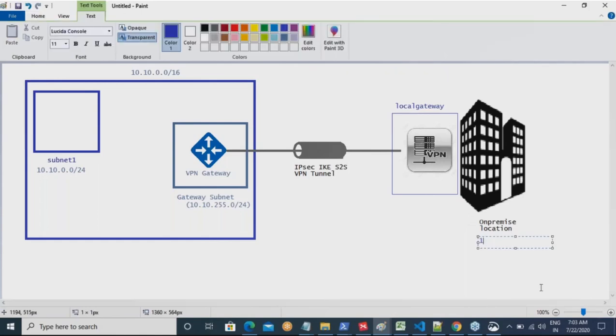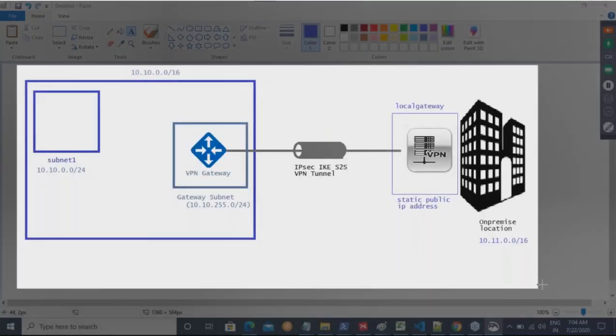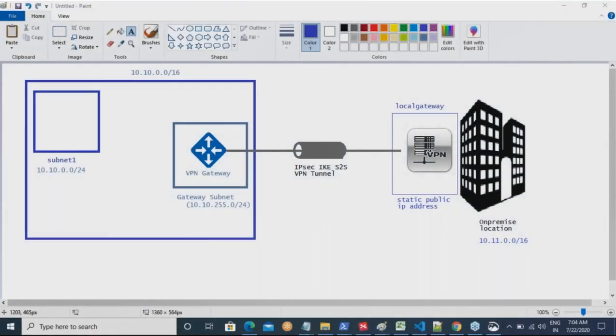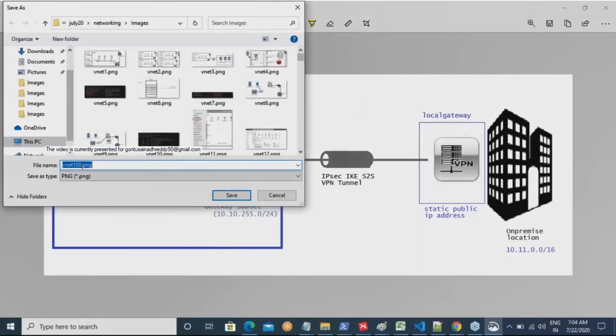Right? So I am drawing over here 10.11.0.0/16. Am I clear on this? And generally this has a static public IP address. Okay? Static public IP address. All of your work from home connections generally have this. You are connecting to the VPN gateway. Okay. So, but that kind of connection is referred to as point to site, and this is referred to as site to site VPN connection. Site to site VPN connection.